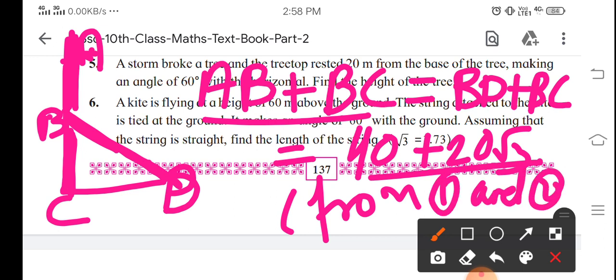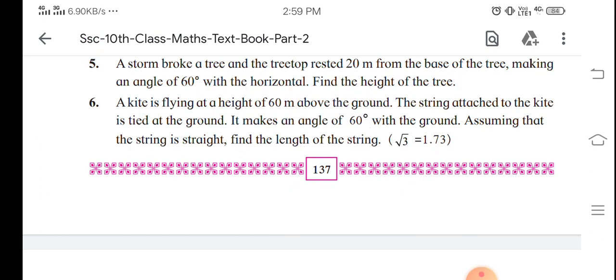I think this is clear. So with this we have completed our question number 5. So this is the height of the tree, actual height. This is clear. Okay, now the next question is same as your fifth one only, but then too I'm just going to explain that question also.